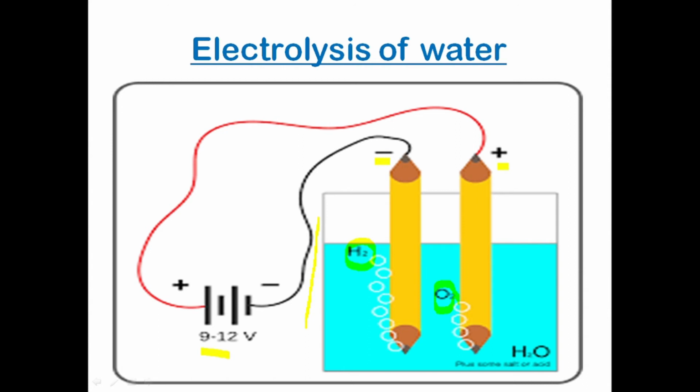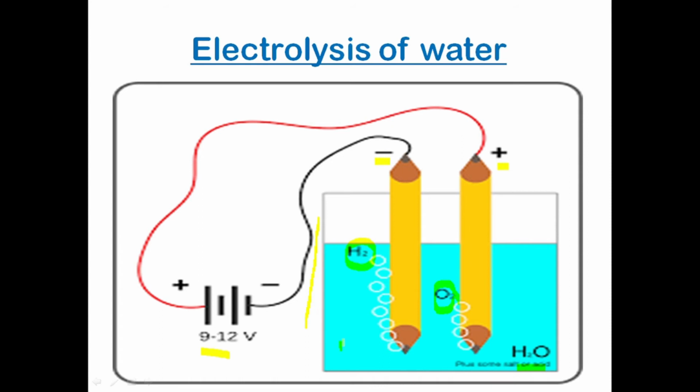When electricity is passed through water, that is this H2O over here, it breaks into its respective ions, that is H+ ion and O2- ion. H+ is a positively charged ion, or you can say a cation, whereas O2- is a negatively charged ion or anion.